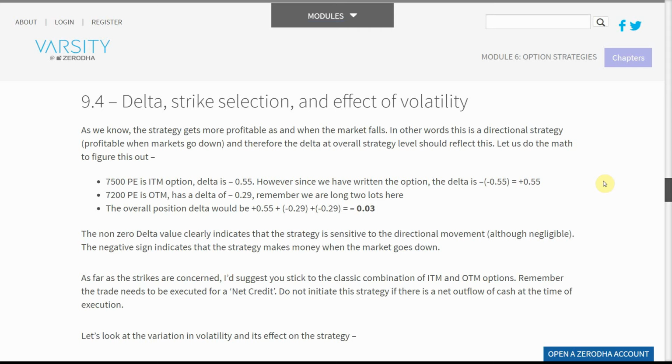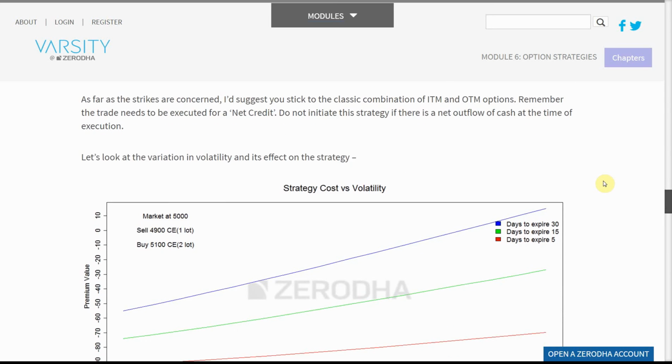The non-zero delta value clearly indicates that the strategy is sensitive to the directional movement, although negligible. The negative sign indicates that the strategy makes money when the market goes down. As far as the strikes are concerned, I'd suggest you stick to the classic combination of ITM and OTM options. Remember, the trade needs to be executed for a net credit. Do not initiate this strategy if there is a net outflow of cash at the time of execution.